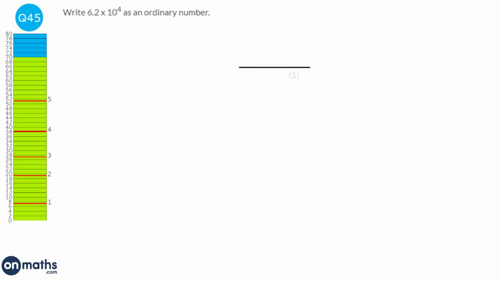So here we're given a standard form number, and we're asked to make it an ordinary number, which is just a number you type into the calculator. So we're going to start off by writing the decimal, which is 6.2, and we're going to shift that decimal point somewhere that it will be the actual number rather than standard form anymore.